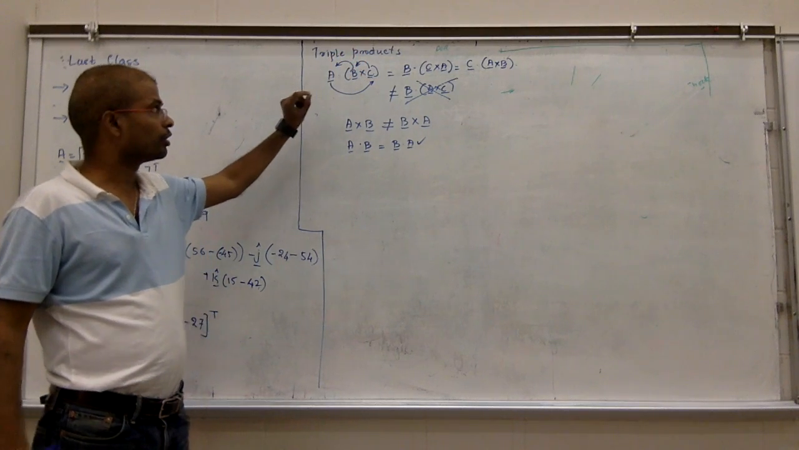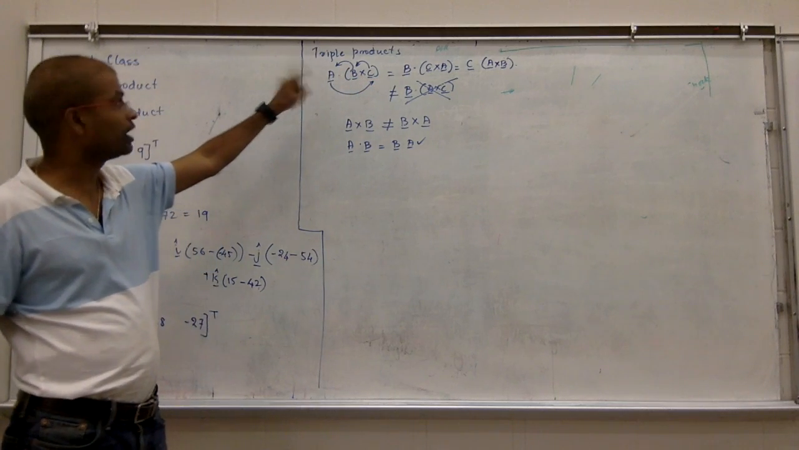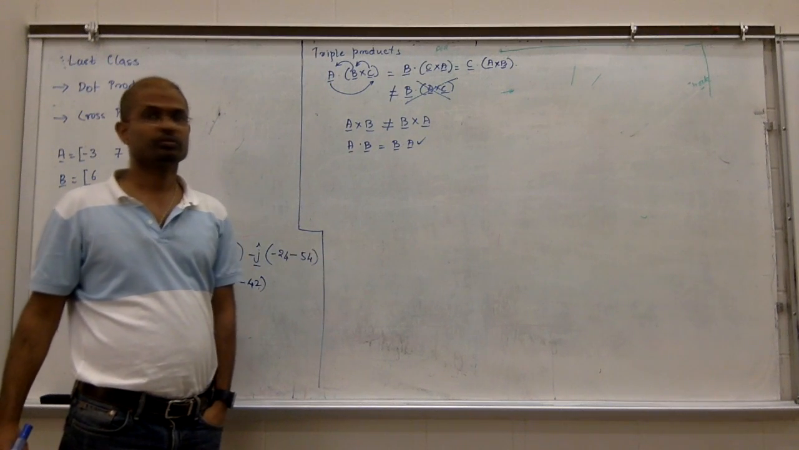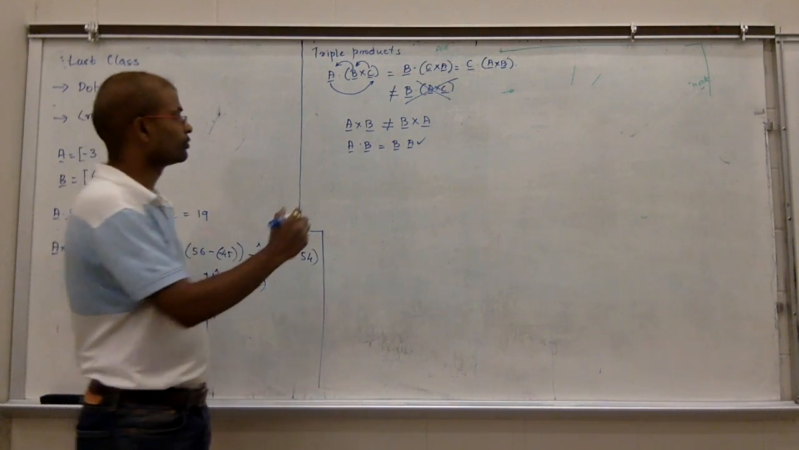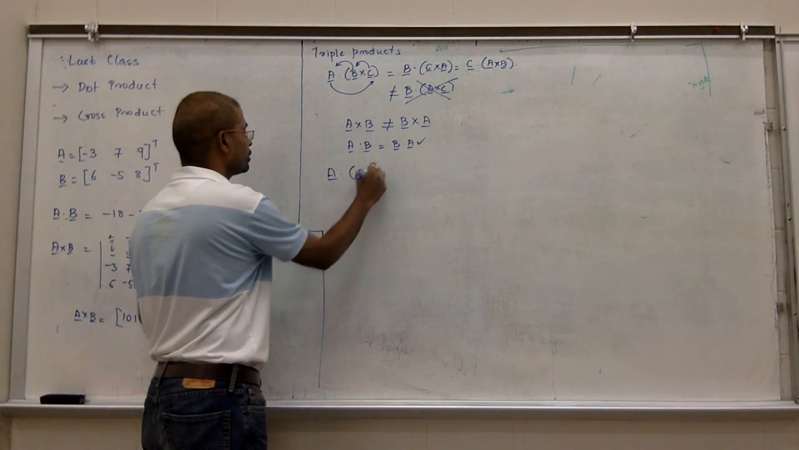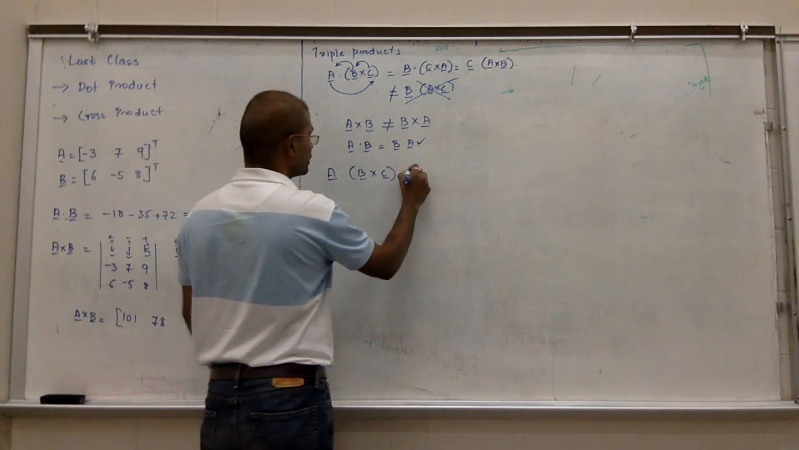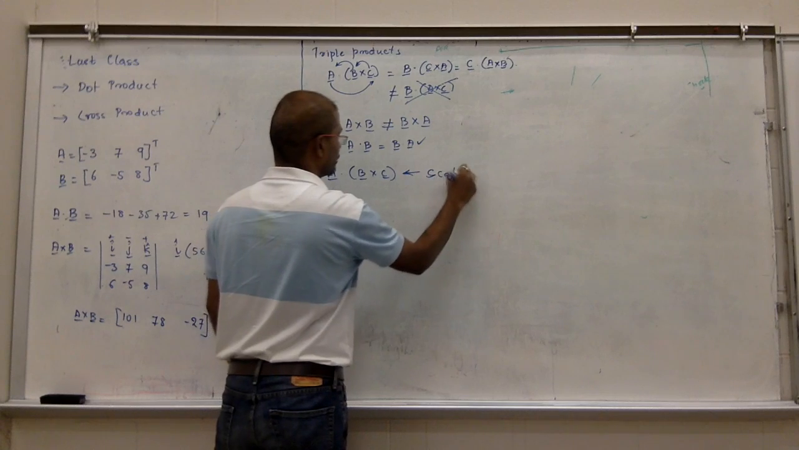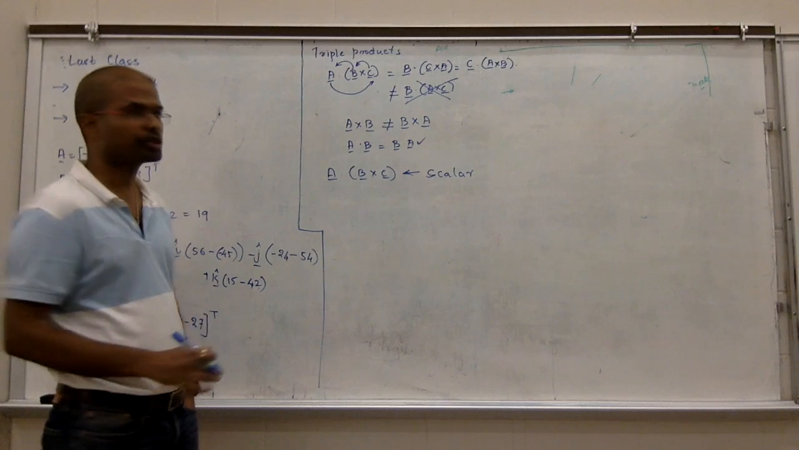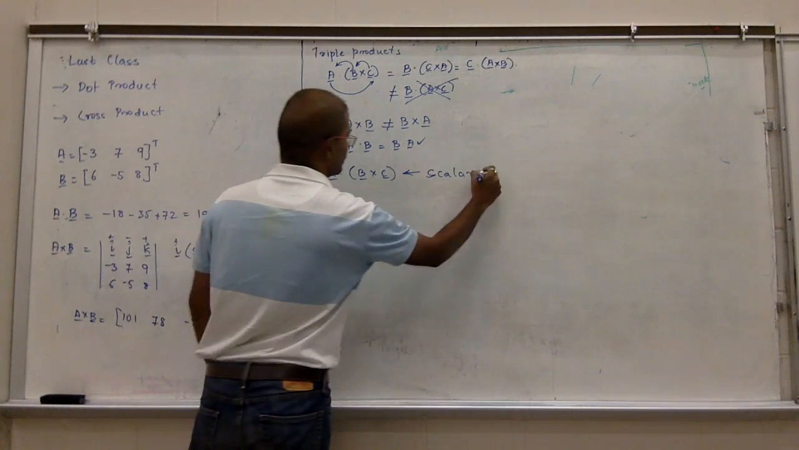This is called the scalar triple product. Why is it called the scalar triple product? If you look at A dot B cross C, we're going to get one number. The output of this is a scalar. B cross C will be one vector, and when you do the dot, you get a scalar. The outcome is a scalar. So this is the scalar triple product.